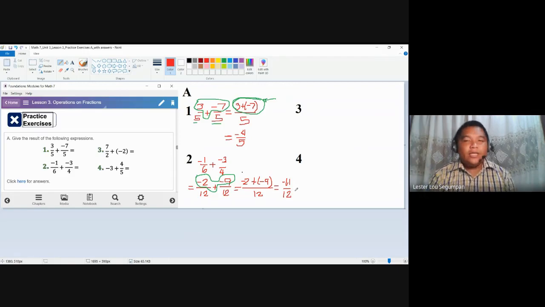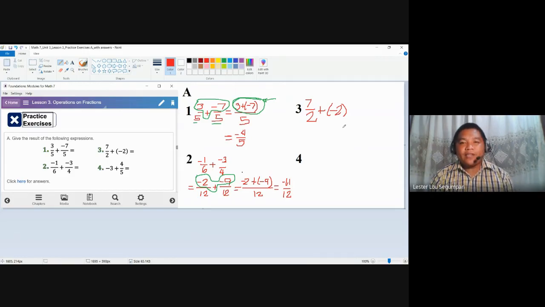Again, you don't need to give us the decimal value of each fraction. Stay as fraction. If it's improper, stay improper, and always simplify if possible. Number 3, you have here 7 halves plus negative 2. Negative 2 here is actually a whole number. No, no, no, sorry. It is an integer.